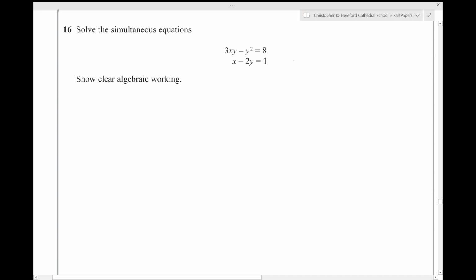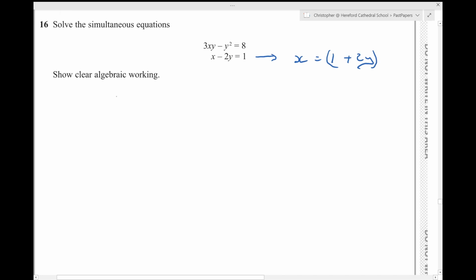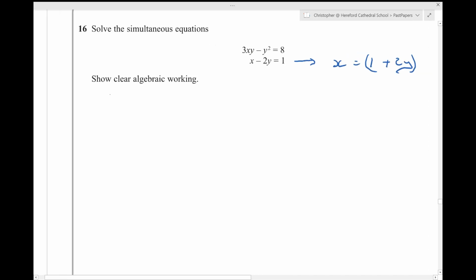Now look at this. From this equation, I can see that x will be 1 plus 2y. So I'm going to take 1 plus 2y and substitute it into the second equation for x. So the second equation is this. And now I'm going to substitute in 1 plus 2y instead of x.